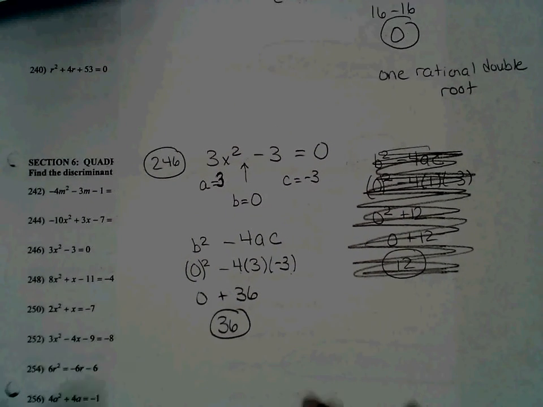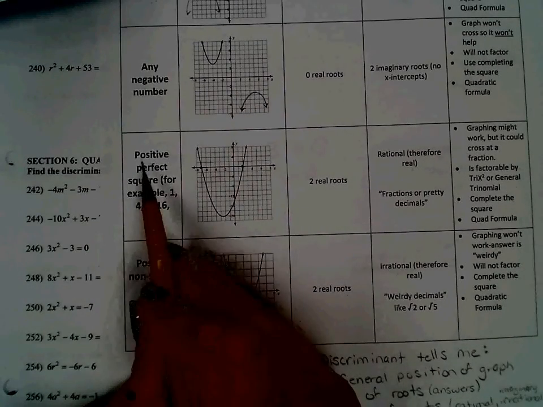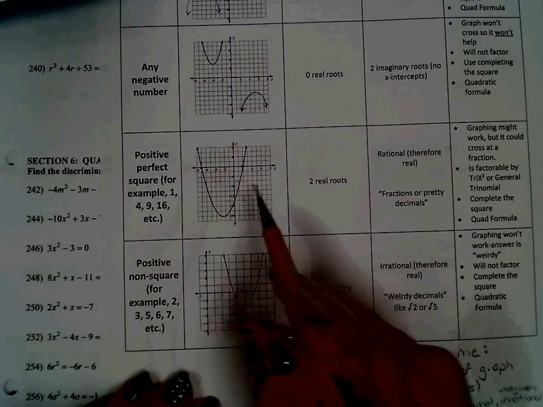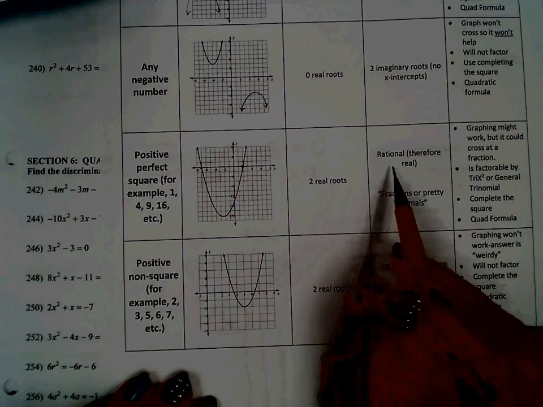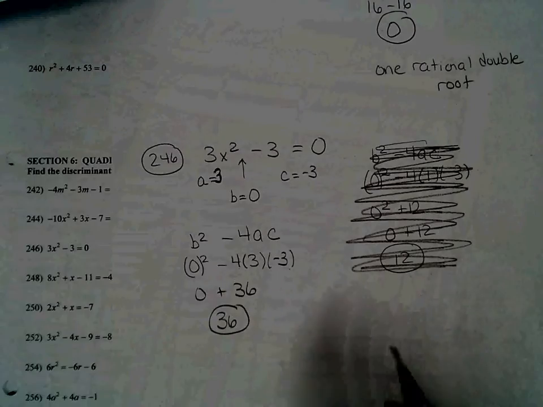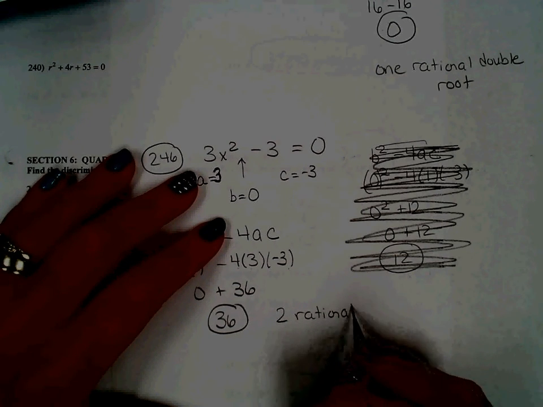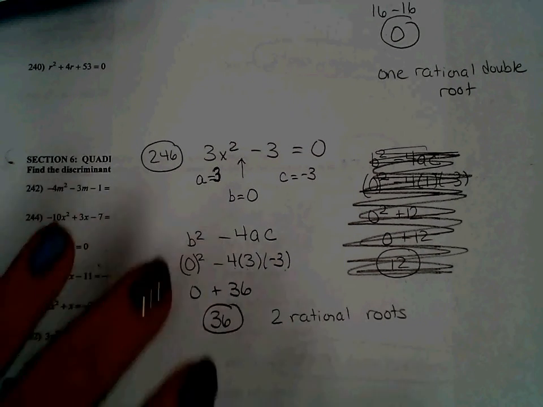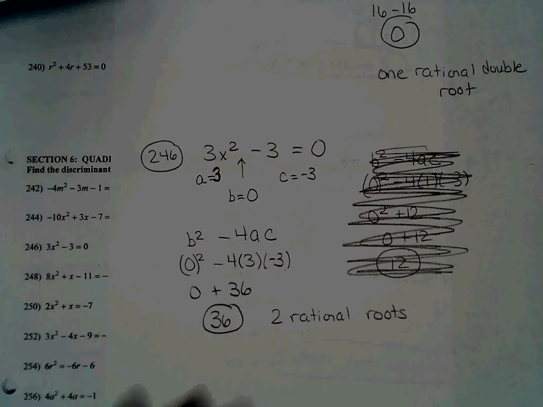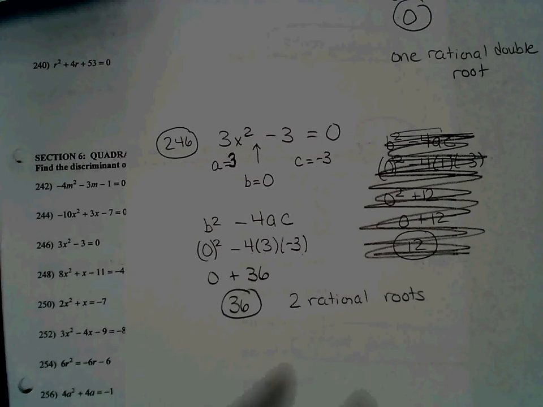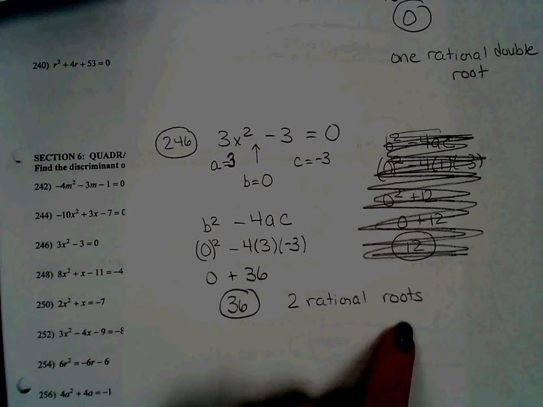All right, so what kind of number is 36? It is a positive perfect square, which means I have two real roots that are rational. So I have two rational roots. And I just happen to know that those two rational roots are 1 and -1, but it has two rational roots.